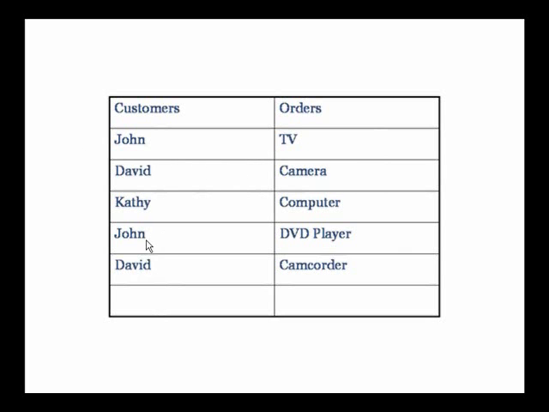So when John comes back after a month or so and buys a DVD player, we need to add all that information again to the Excel sheet. We need to add John's first name, last name, address, phone number, and the product name, cost, and all that. And same for David when he comes back and buys a camcorder. As you see here, we are repeating a lot of data. For example, we are storing John's information twice and David's information twice.